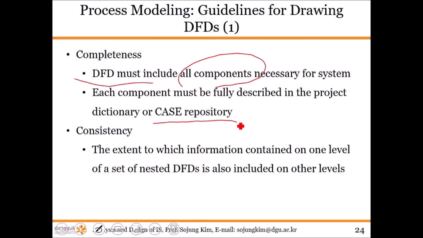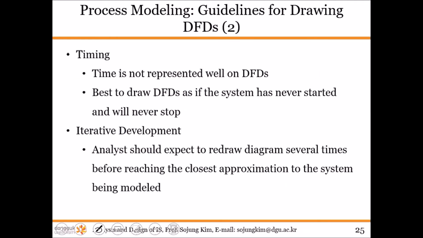Consistency, the extent to which information contained on one level of the set of nested DFDs is also included in the other, so balancing, right? I already mentioned the balancing, right? So other levels, so consistent terminologies should be consistent, and timing is not represented well on the DFD, so there is actually no time, right, on DFD. Best to draw DFD as if the system never started and will never stop.